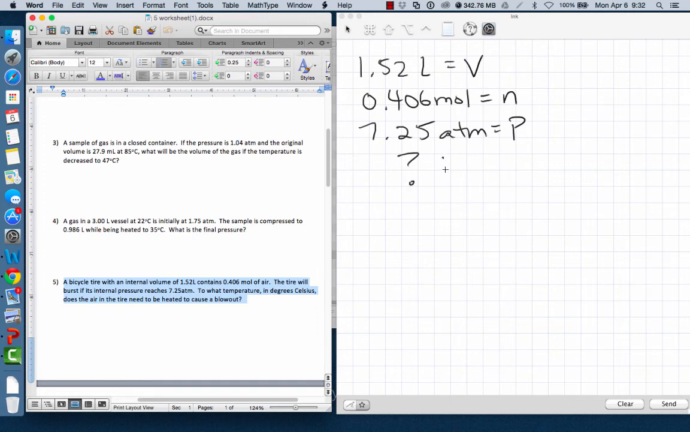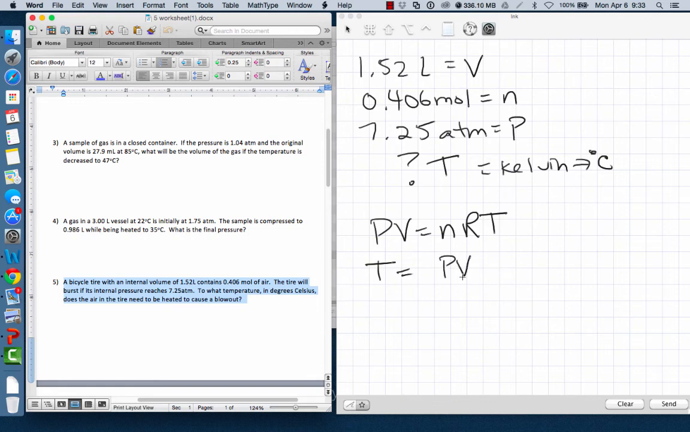So we're looking for T. Now remember T, we're going to find this in kelvins, and then we're going to have to convert to Celsius. Okay, so let's use our PV equals nRT equation. We'll solve for T. So T equals PV over nR. And we're just going to put everything into the equation. So we have 7.25 atm times our 1.52 liters.